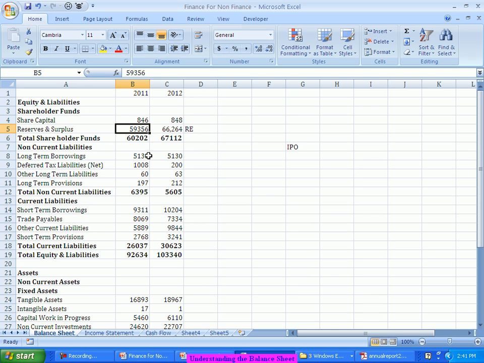During an IPO, the number of shares times 10 rupees per share goes into the share capital. And in that IPO also, whatever premium they have paid, see, the share capital is 10 rupees a share. But let's say when the company has gone for an IPO and priced the share at 100 rupees per share.